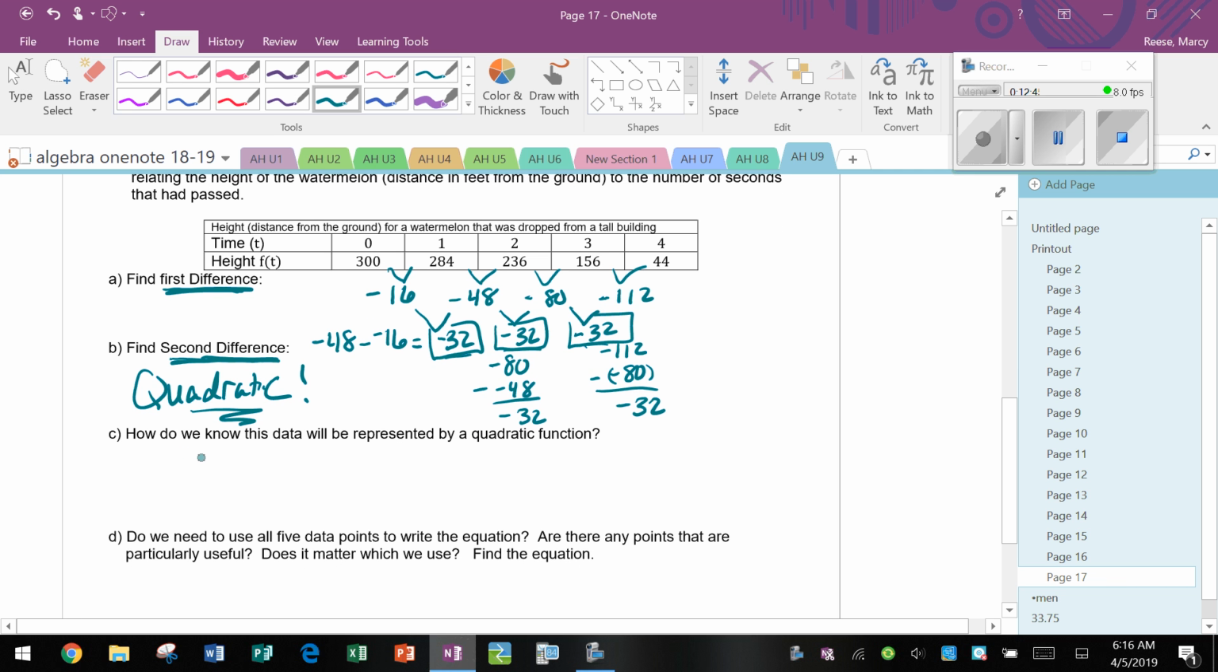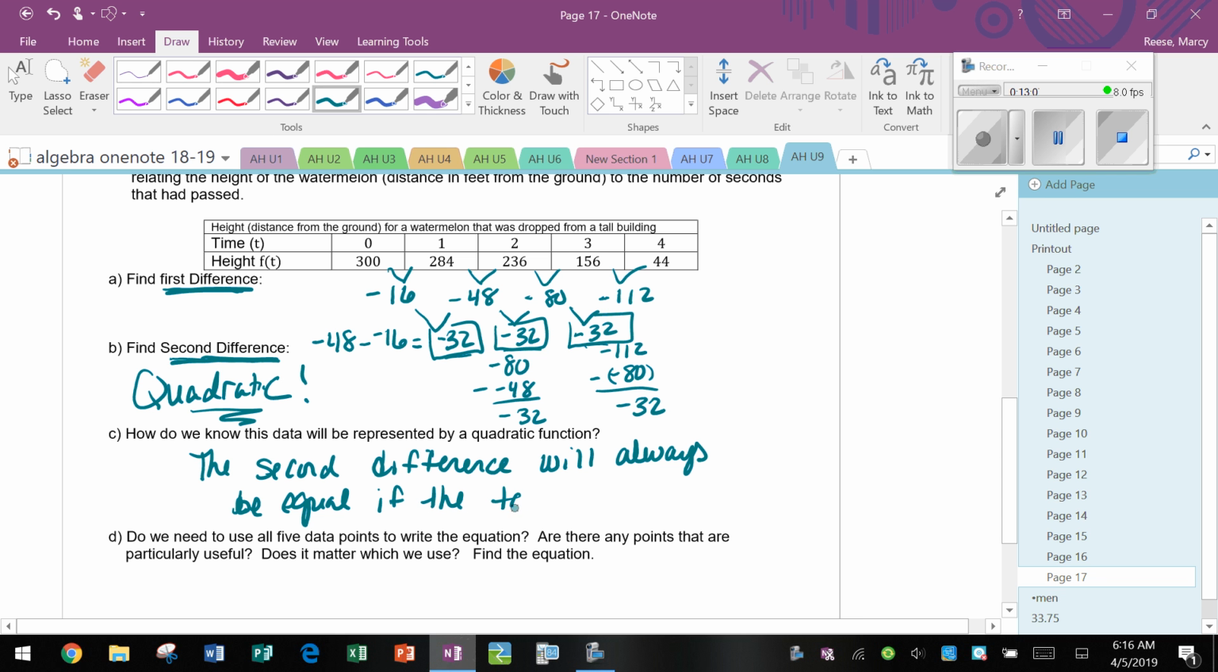So let's write it. Second difference will always be equal if the table represents a quadratic.